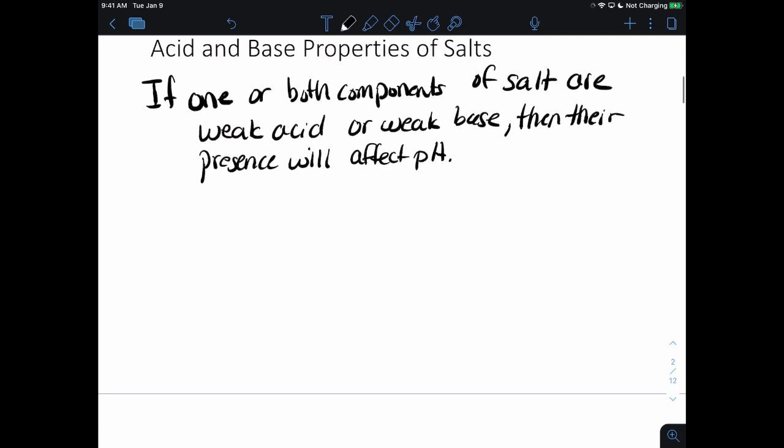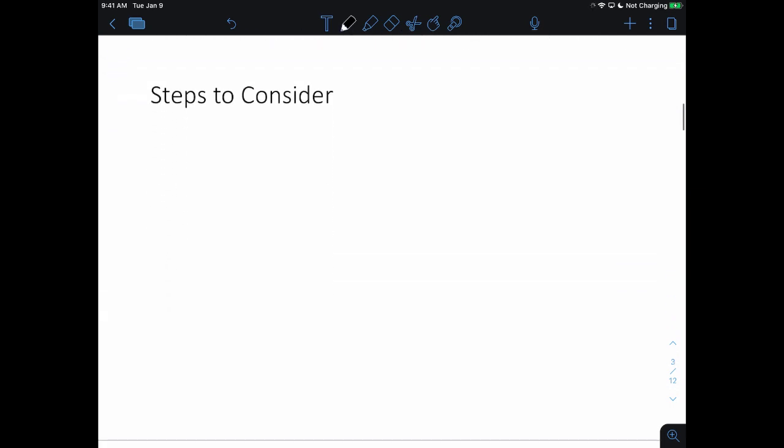Some steps to approach the problem. And with practice, you'll go through these steps quicker. And with practice, you'll start to recognize ones that you don't even need to write out. But in the long term, if you want the longhand notation here, the steps to consider. First, you got to recognize the salt.